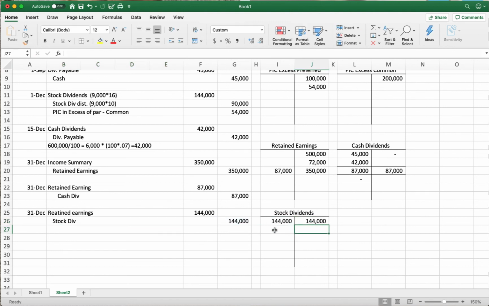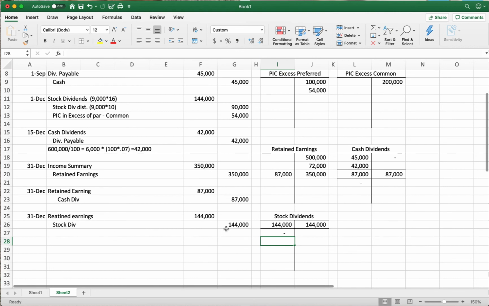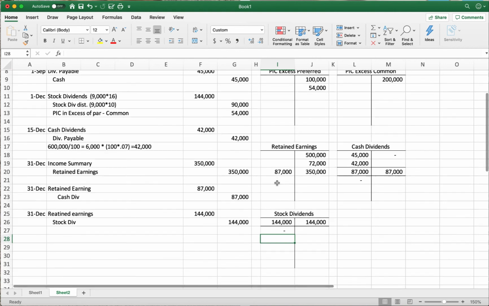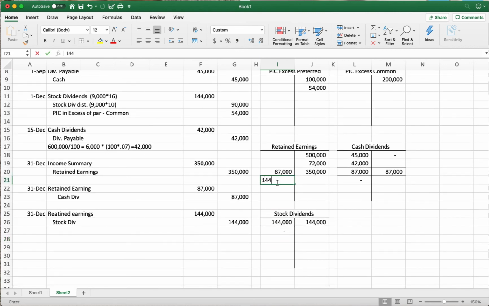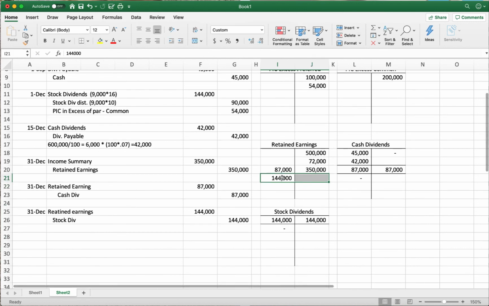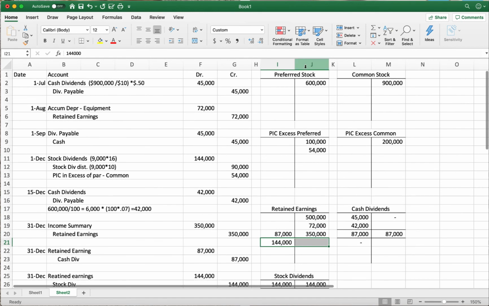I posted my credit to stock dividends. What's my balance? 0. So I am ready to start collecting or accumulating stock dividends that are paid in the following year. Okay, got to post this stock dividend to retained earnings, so I'm going to debit retained earnings for $144,000. Okay, now I can go ahead and calculate the balances of all these accounts, right?